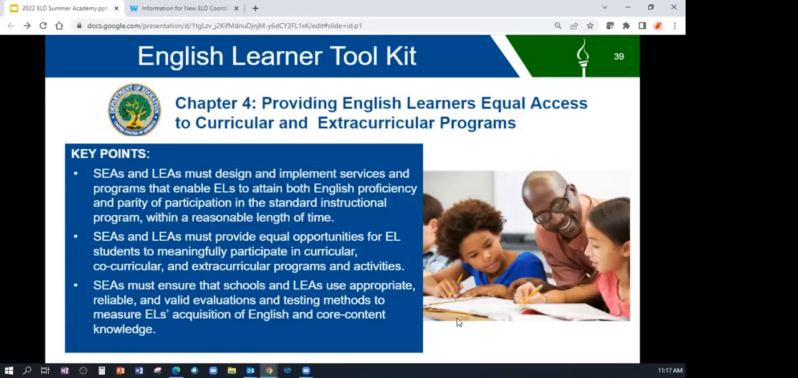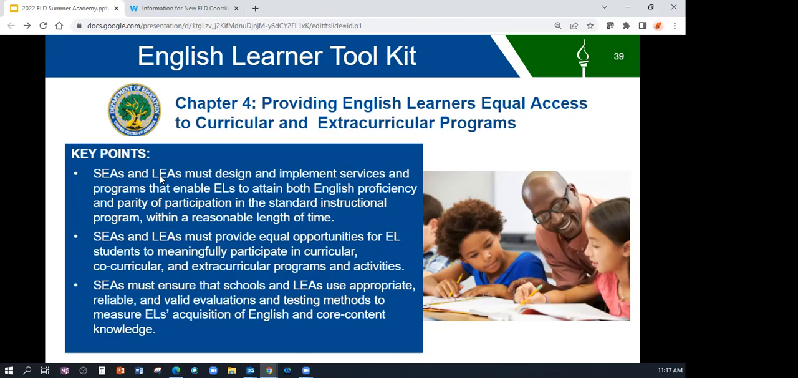All right, so chapter 4 is talking about equal access to curricular and extracurricular programs. This one addresses a lot of different avenues. One could be your student rules and regulations for your district, making sure that they're translated. So if there's a rule that the student's breaking, they know that it was a rule, because it would be unfair to punish them if they had no access to what the rules were.